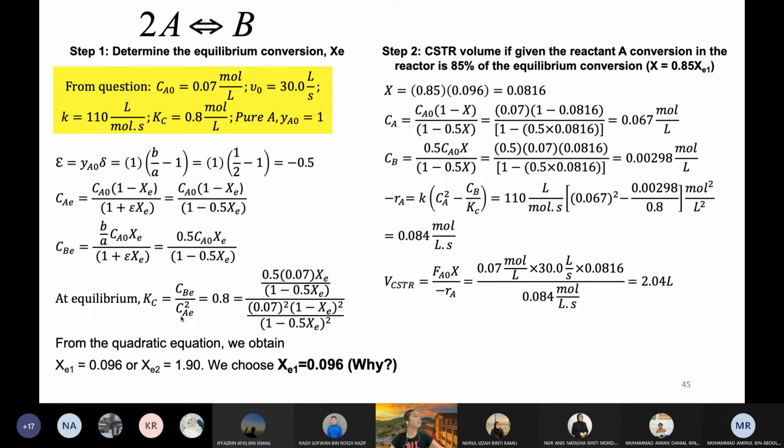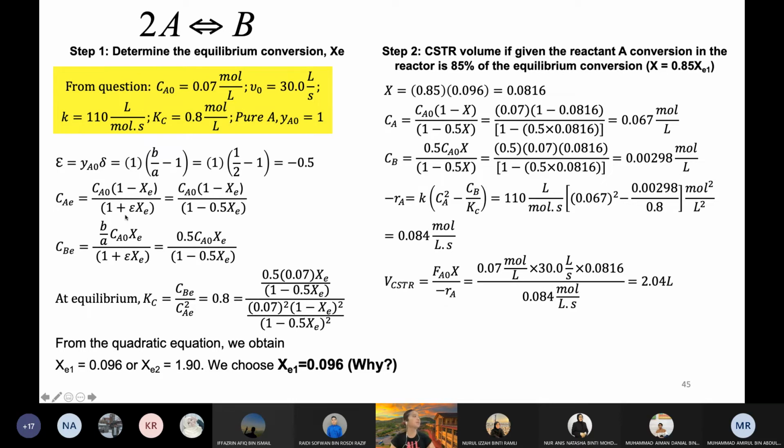Then, if you remember, we have to express our concentration. This is a gas phase flow system, so CAE equals CA0 times (1 minus XE) over (1 plus epsilon XE). Before I forget, I skipped one step. Why do we need to find KC? Actually, because we want to find XE, the equilibrium conversion. If you realize, the only information about equilibrium is the equilibrium constant. We know the equilibrium constant is related to the equilibrium conversion because we know KC. If I know KC, I can find my equilibrium conversion. That is why I use the KC equation.